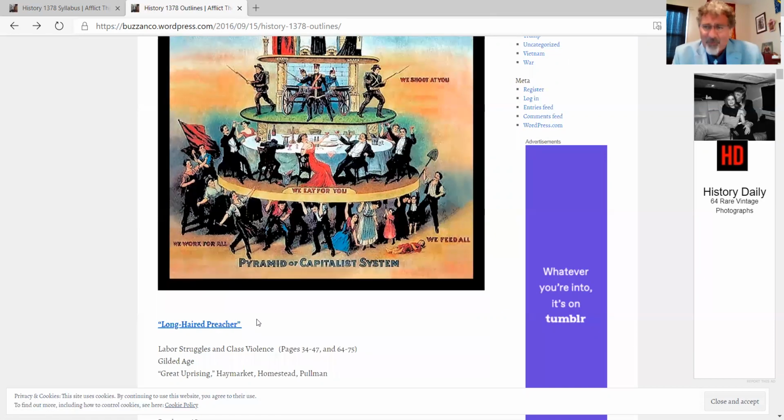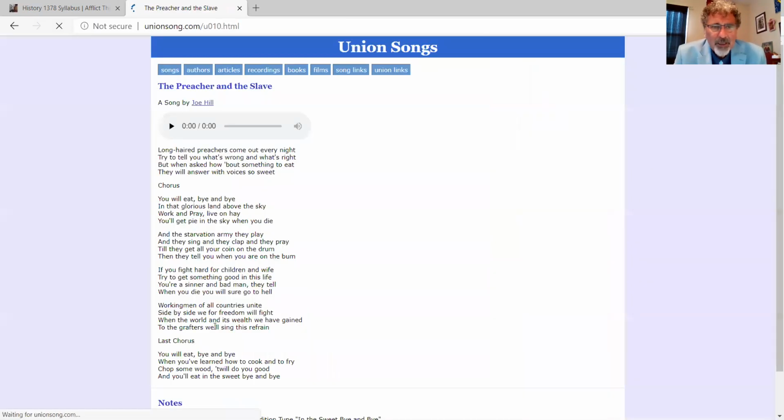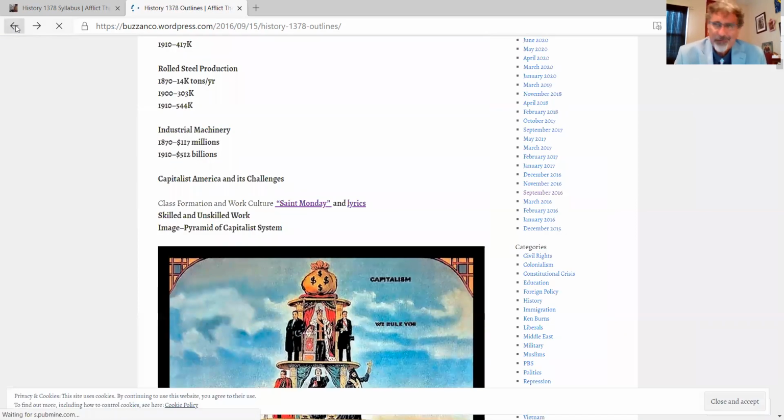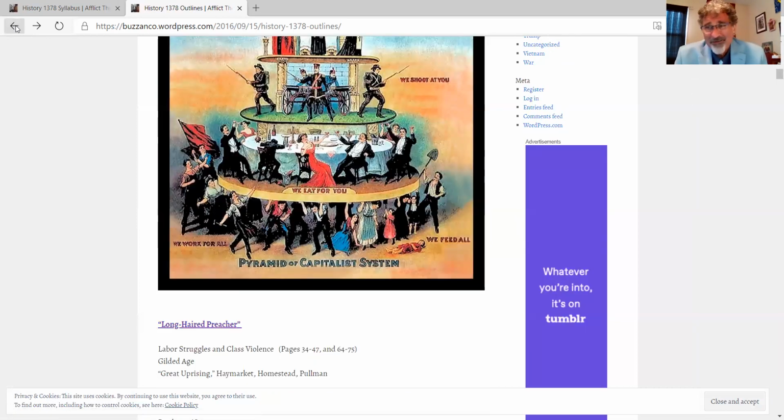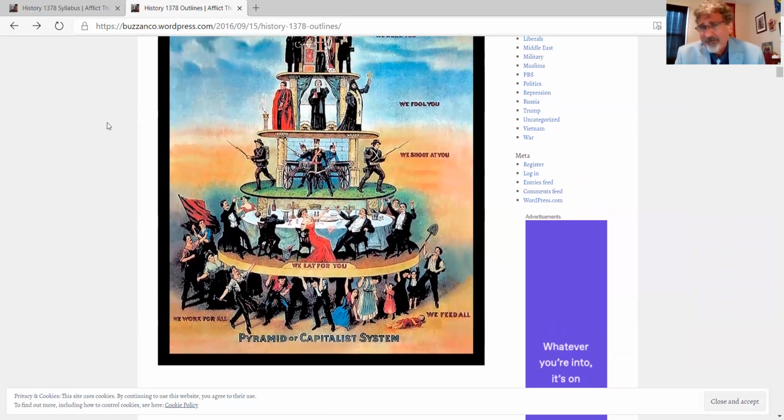In fact, there's a very famous song by a songwriter associated with the Wobblies, the IWW, named Joe Hill, called The Long-Haired Preacher. I'm not going to play it here, but you can play it and look at the lyrics as you go on. The point of it is that these ministers are telling you to accept your plight here on earth, even if you don't like what you're doing, even if it's really hard work, because you get rewarded in heaven, which is the same thing plantation ministers often told slaves too. Just accept your plight here because you'll be rewarded in heaven. So that's part of the critique.